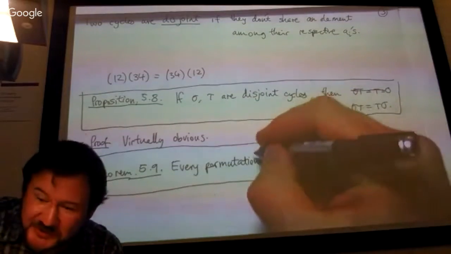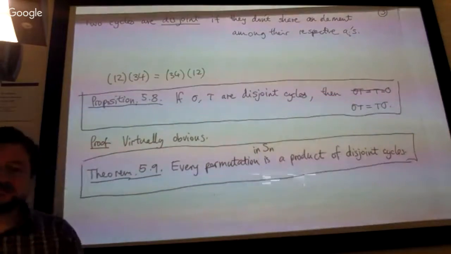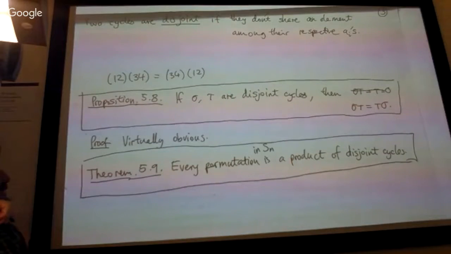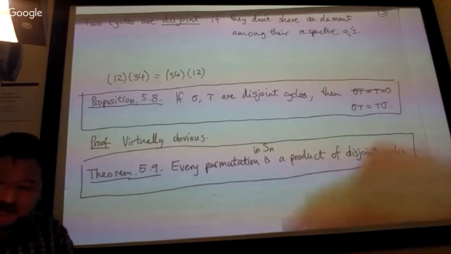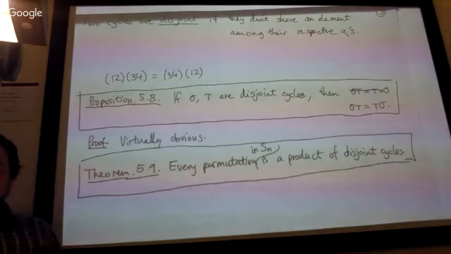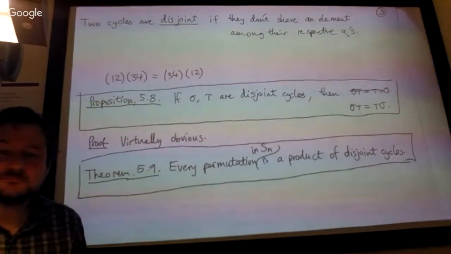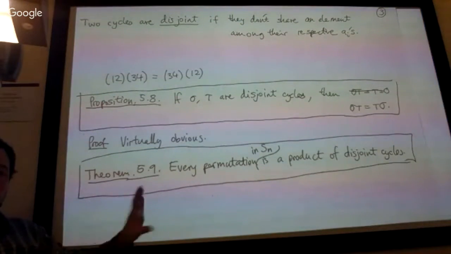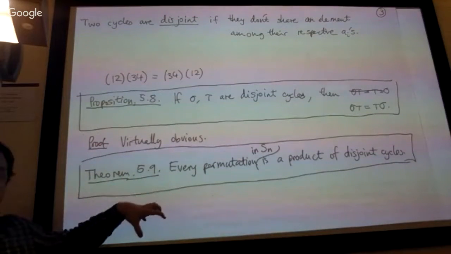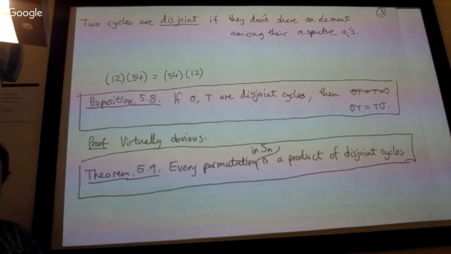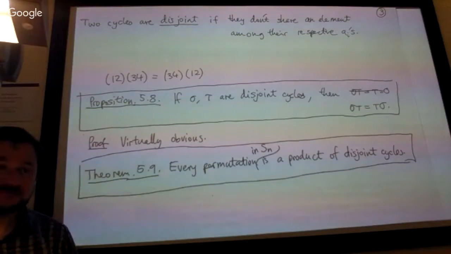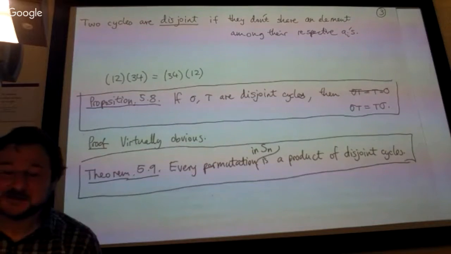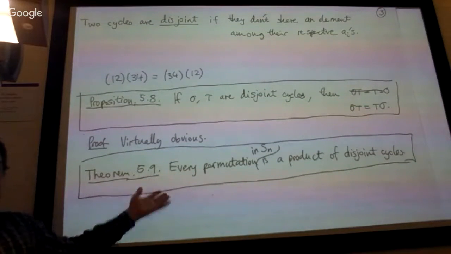Every permutation in Sn. It's been slightly sloppy, perhaps, in what we've been doing, but from theorem 5.1, we've only been looking at the symmetric group on a finite number of elements, so no infinite permutation groups. There are infinite permutation groups, but we're not talking about them at the moment. So this is also not true for infinite groups, for example.